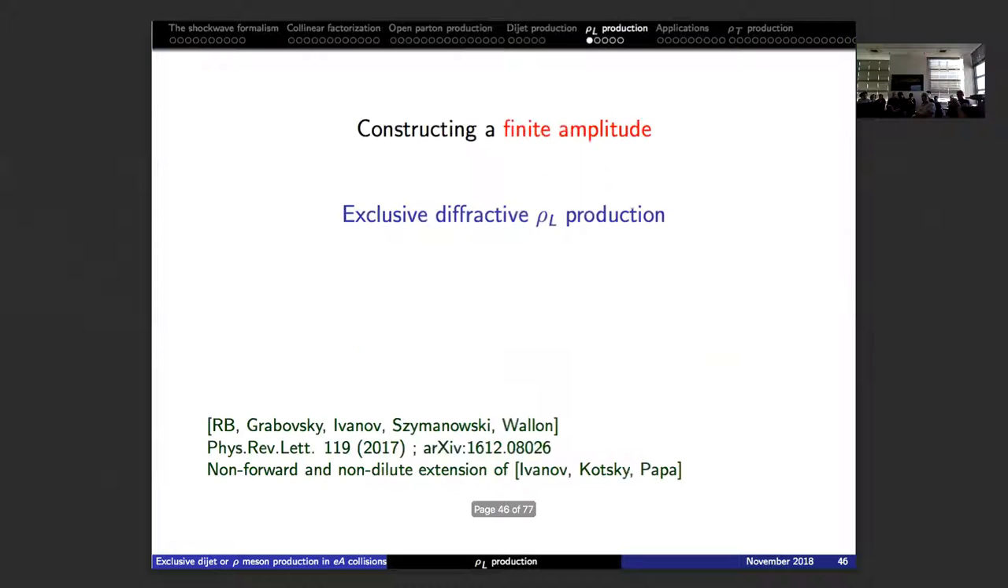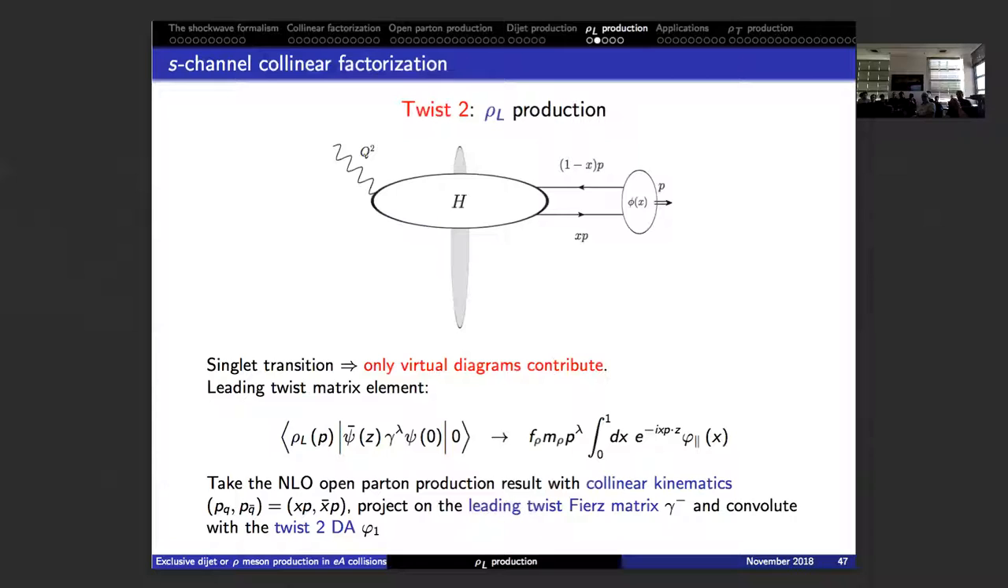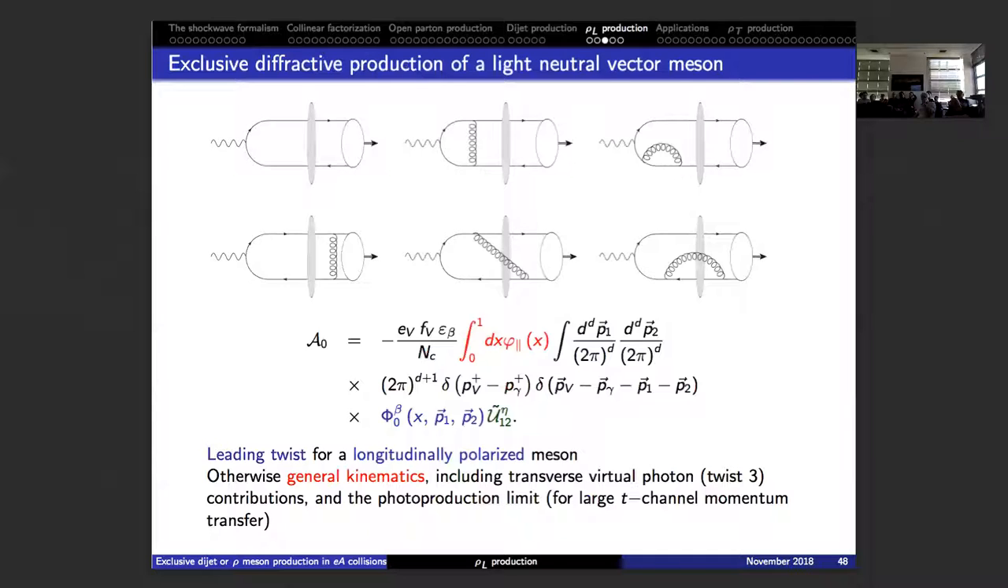Okay. So anyway, that was for NLO dijet production. Now, to be also consistent, I will construct a finite amplitude, the exclusive diffractive rho meson production. If you're at twist 2, it's kind of easy. You can just take your open quark production and put these collinear to the rho meson. So the quark will have xP and the antiquark will have x bar P. I don't have to be more involved than that at twist 2. I'm just taking my leading twist matrix element, writing it in terms of the distribution amplitude, and with the collinear kinematics here, I'm just performing the convolution in x space, the longitudinal fraction of the quark.